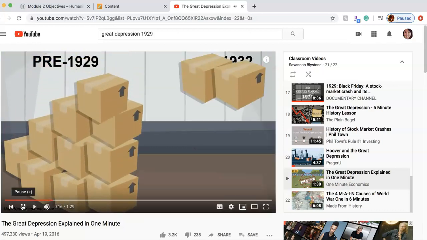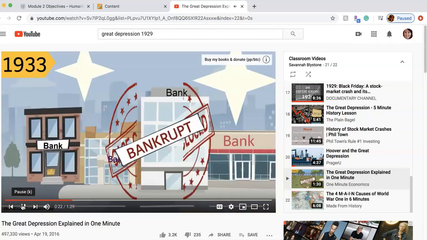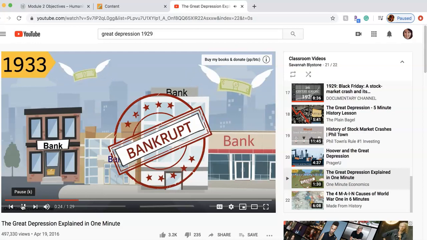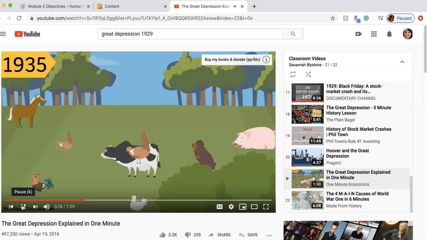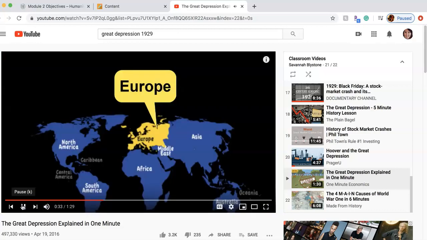By 1932, U.S. stocks were only worth 20% of what they were prior to the crisis, and 1 year later, almost half of all United States banks had failed. By 1935, roughly 750,000 farms had been lost to bankruptcy or distressed sales.